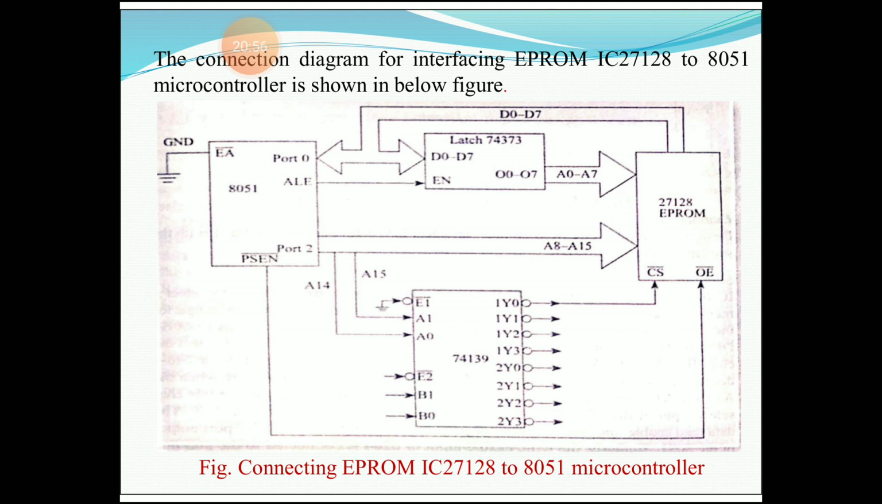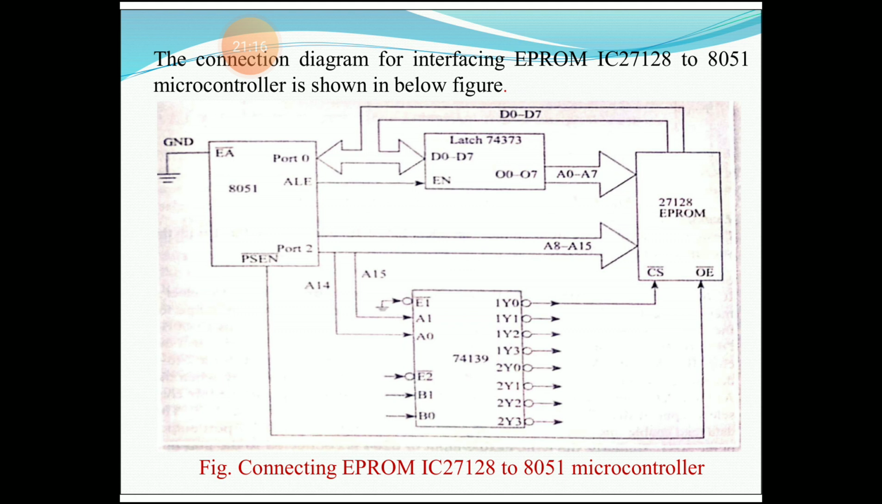0, port 0 carries data lines. These data lines are connected to the ROM memory chip. And port 2 carries the higher order address bus. So the 16-bit address from port 0 and port 2 is connected to the memory chip. Here the memory chip is 16 KB memory, so only 14 address lines are required.